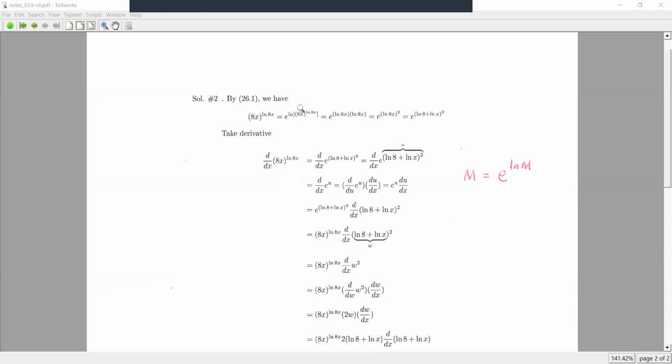Log of a power is equal to the power times log. I can take the power to the front of log to get this equation. Natural log of 8x times itself is natural log of 8x squared. Natural log of 8 times x is natural log of 8 plus natural log of x. Natural log reduces a product into a sum.